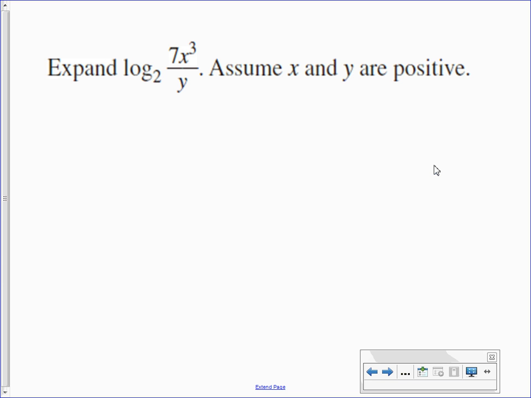So the first thing you want to do when you see one of those weird-looking ones where you've got multiple things going on: since there's division, split it into the two problems right away. So you wind up with log base 2 of 7x cubed minus the log base 2 of y. All I did there was split it apart right away with the division. Now, what else can I do? I've got a power and what else?